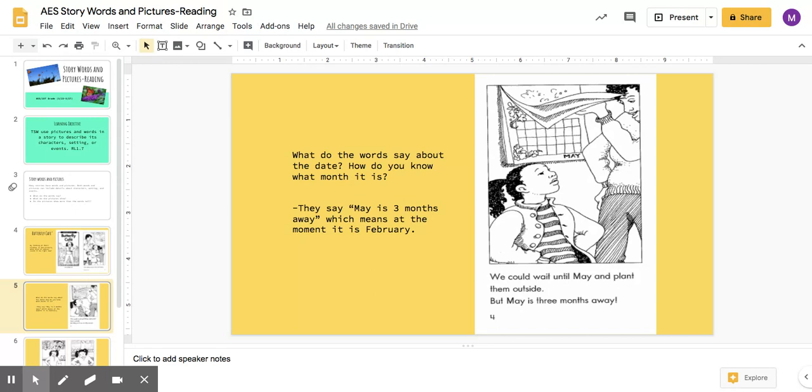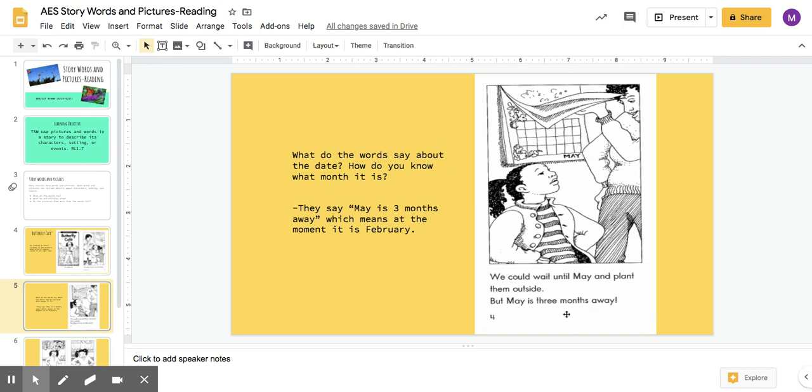Now, page 4 from the story says, "We could wait until May and plant them outside, but May is 3 months away." What do the words say about the date? How do you know what month it is? Well, the calendar says May, but is it the month of May right now? We know that they're in a winter season. Is May part of the winter season? No. And also, the words say May is 3 months away.